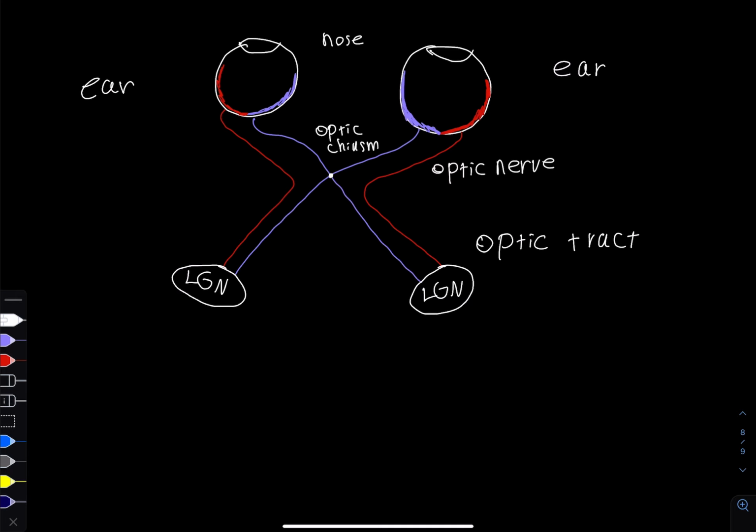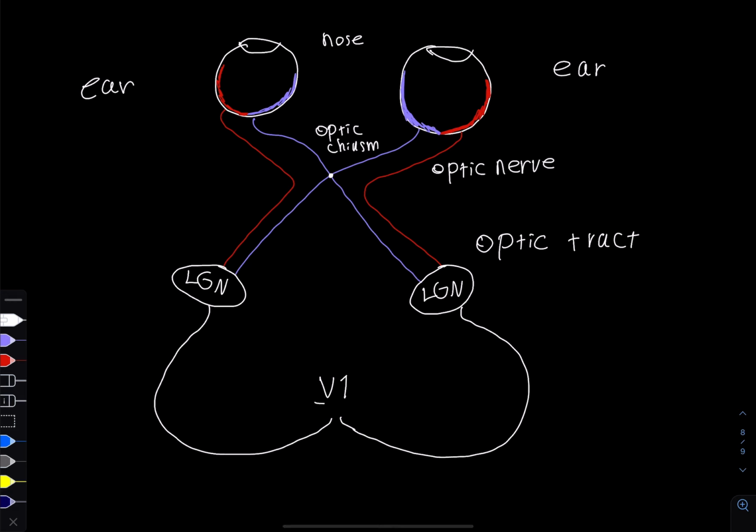And then these are going to send projections to the primary visual cortex. Primary visual cortex is often referred to as V1. And once it hits V1 in the occipital lobe, we're going to have conscious perception of the vision. So until the information hits this region, we're not going to be able to perceive seeing anything. And the projections from the LGN to the primary visual cortex are going to be called the optic radiations.